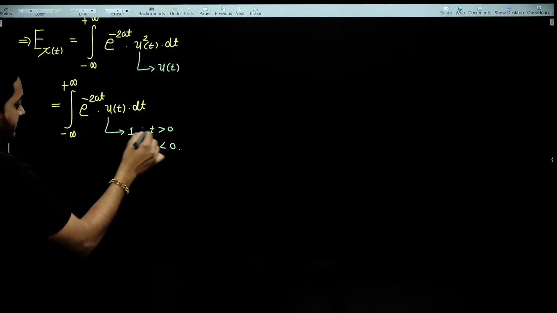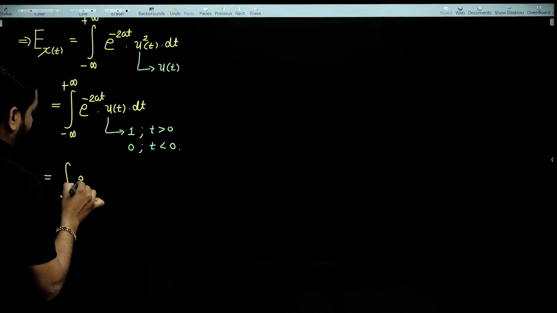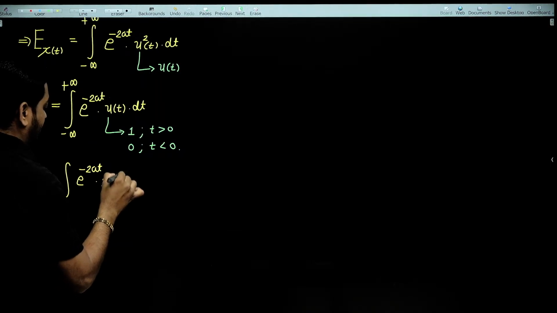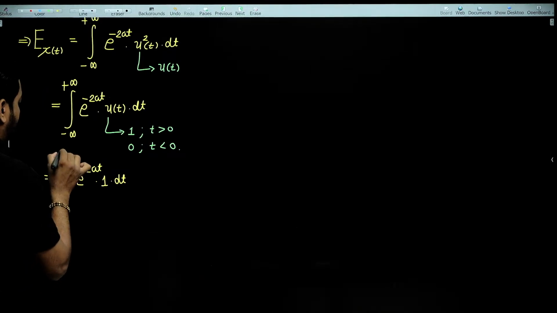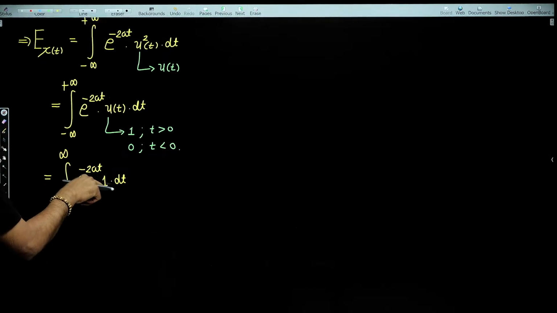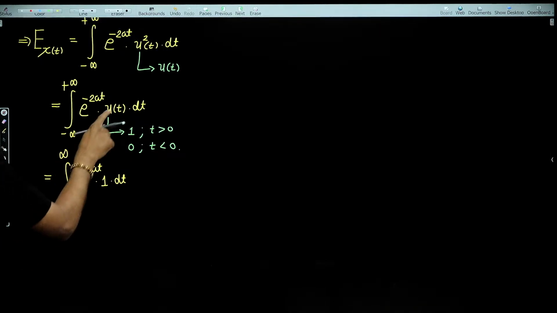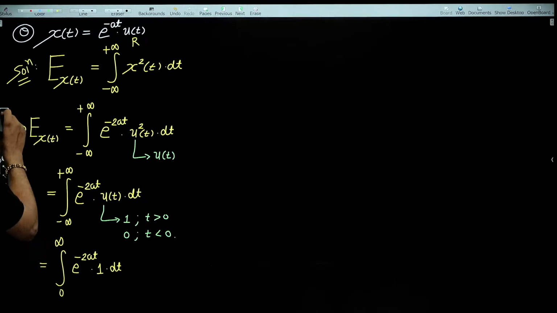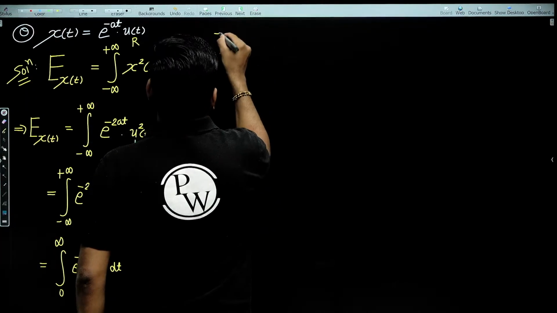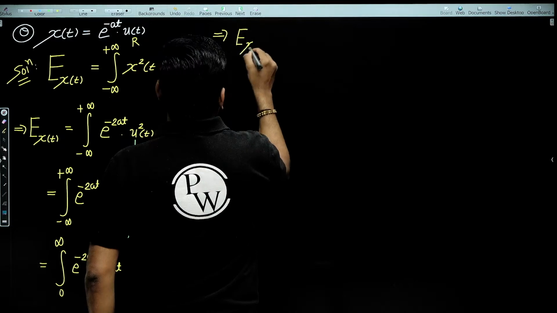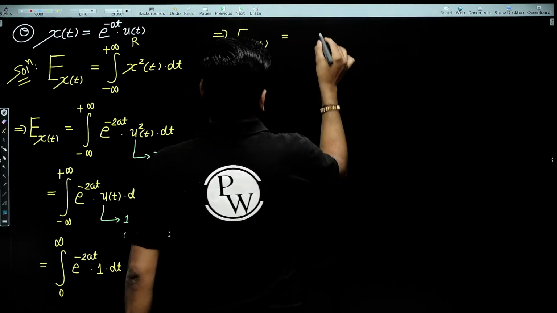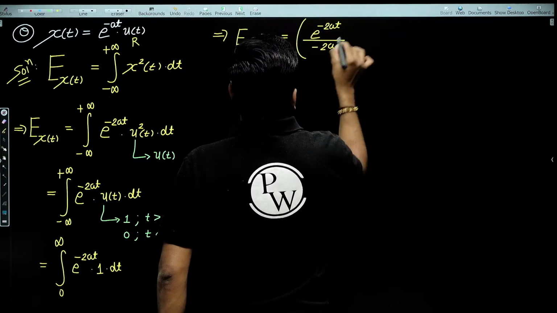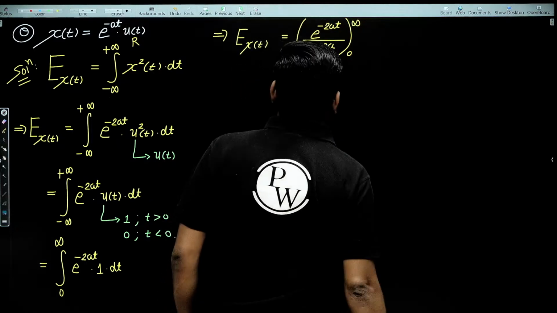Okay. So if you replace u of t with 1, the limit changes to 0 to infinity, guys. Clear? With u of t equal to 1, the limit will be 0 to infinity, because from minus infinity to 0, u of t is 0, so that part of the integration contributes nothing. Fine. So here the energy, now the integration: e to the power minus 2at divided by minus 2a, from 0 to infinity.